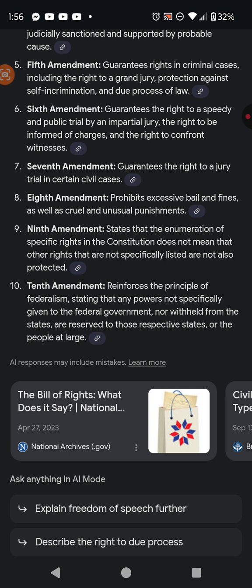Ninth Amendment states that the enumeration of specific rights in the Constitution does not mean that other rights that are not specifically listed are not also protected. Tenth Amendment reinforces the principle of federalism, stating that any powers not specifically given to the federal government nor withheld from the states are reserved for those respective states or the people at large.